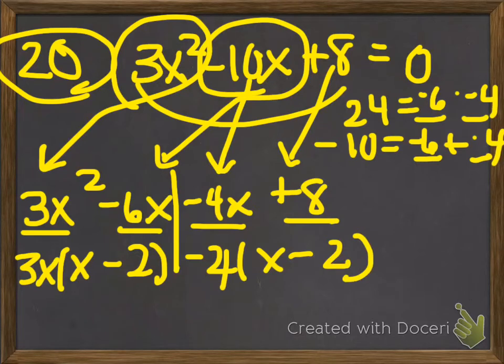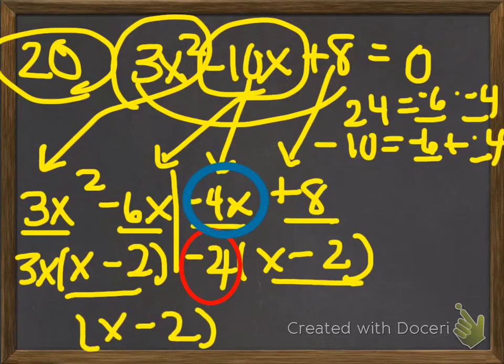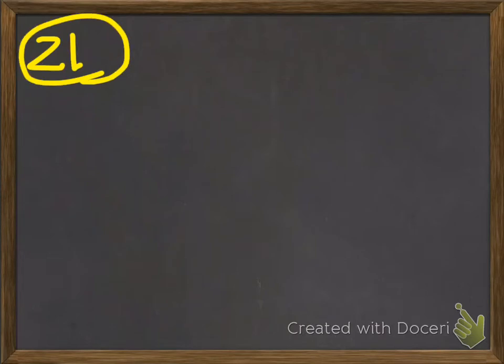How did I know to factor out that negative with the 4? Well, I know that because my leading term there is negative. I now rewrite x minus 2. I write it once, x minus 2, and 3x minus 4, the leftovers. I've factored it. Now I set each factor equal to 0 and solve for x. Number 21, I'll let you try on your own. It's just like number 19, where a is equal to 1, so it should be relatively simple.